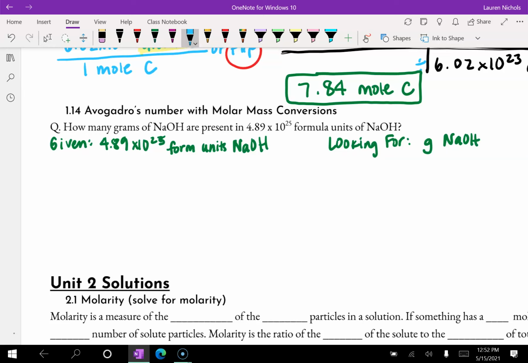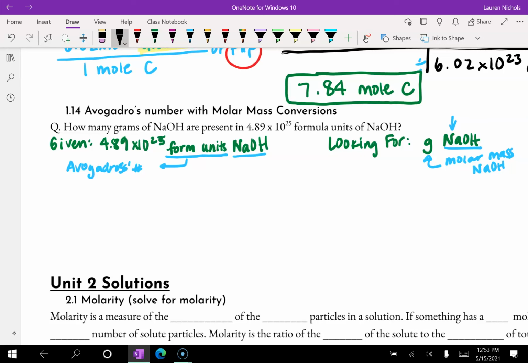Now, when we do this, we see this word formula units, that tells us that we need Avogadro's number as a fraction. And then the fact that I have NaOH and NaOH, those are the same, so I don't need a mole ratio. But I do see grams, and that tells me that I need the molar mass of NaOH, because that's the chemical right here beside it. So we need to go ahead and write those out.